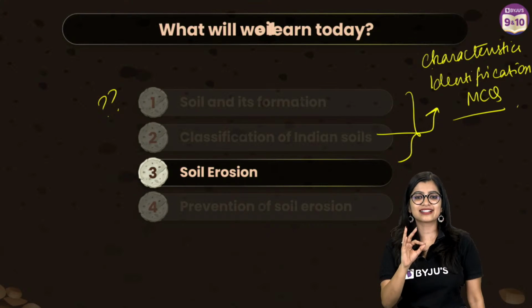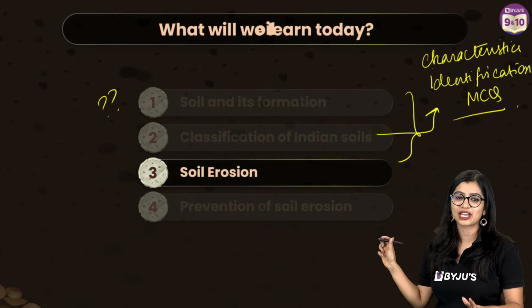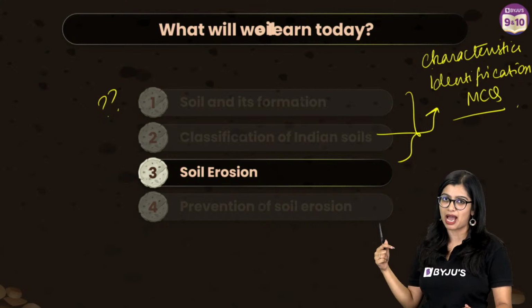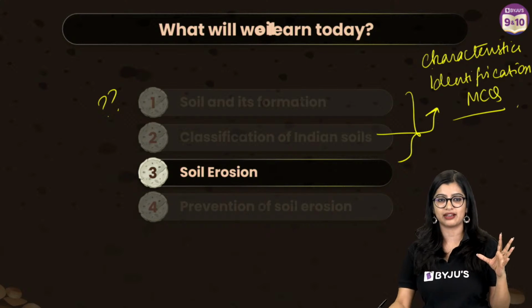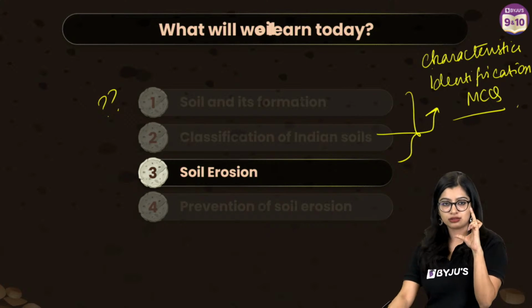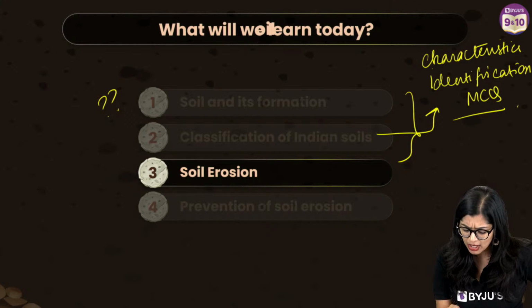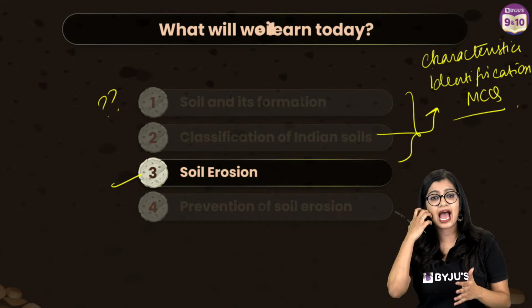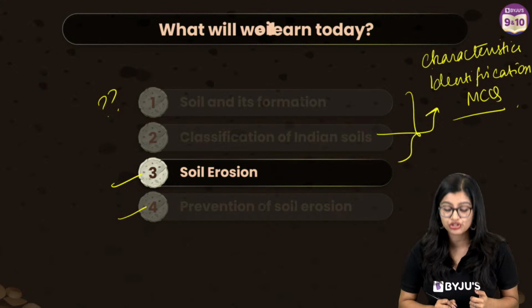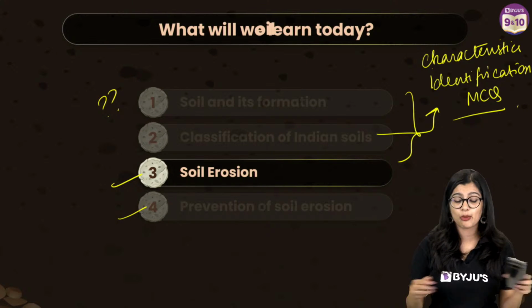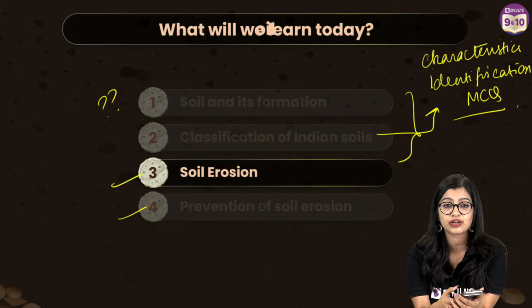Now we will move on to the next 2 topics. They are very easy. You should not tell me, ma'am, this is very confusing; it is very simple. And we have to wind up in the next 20 minutes, so it is not going to be complicated. One is going to be soil erosion and the other is going to be prevention of soil erosion.